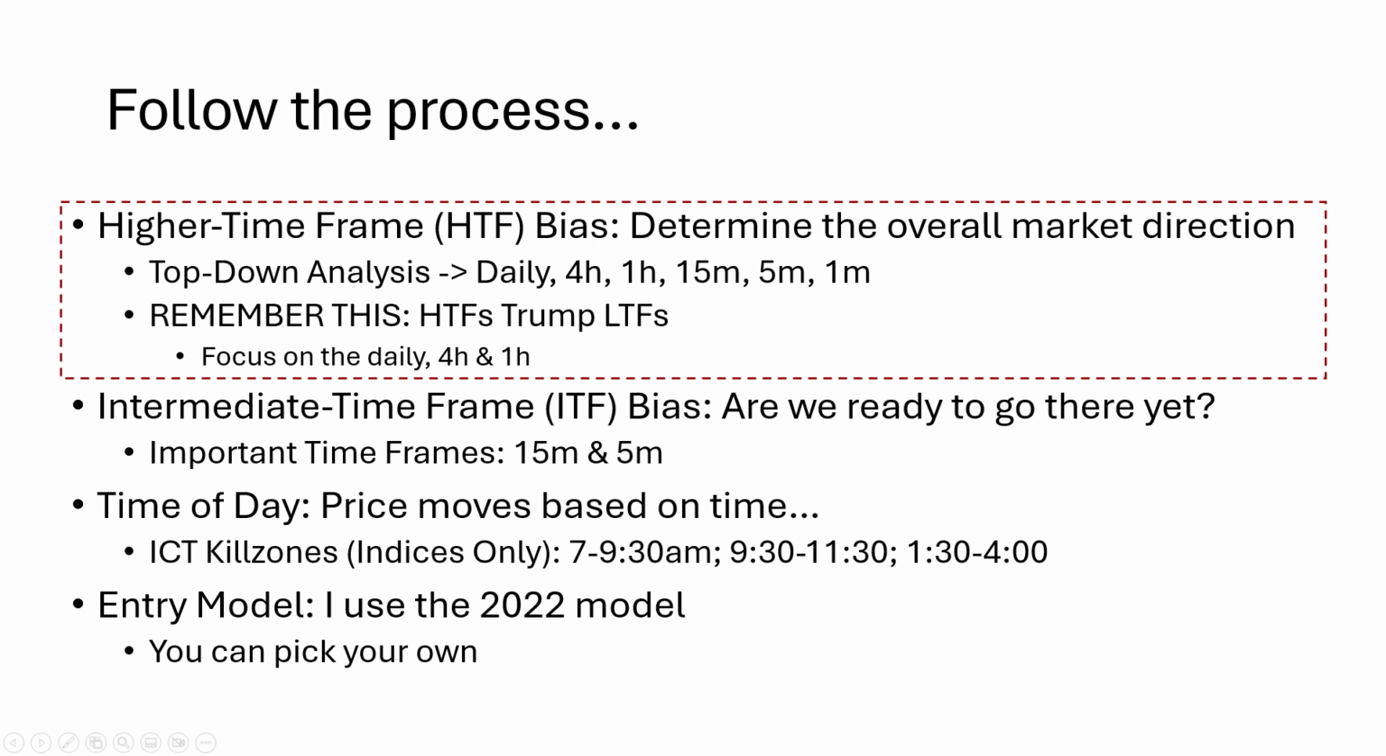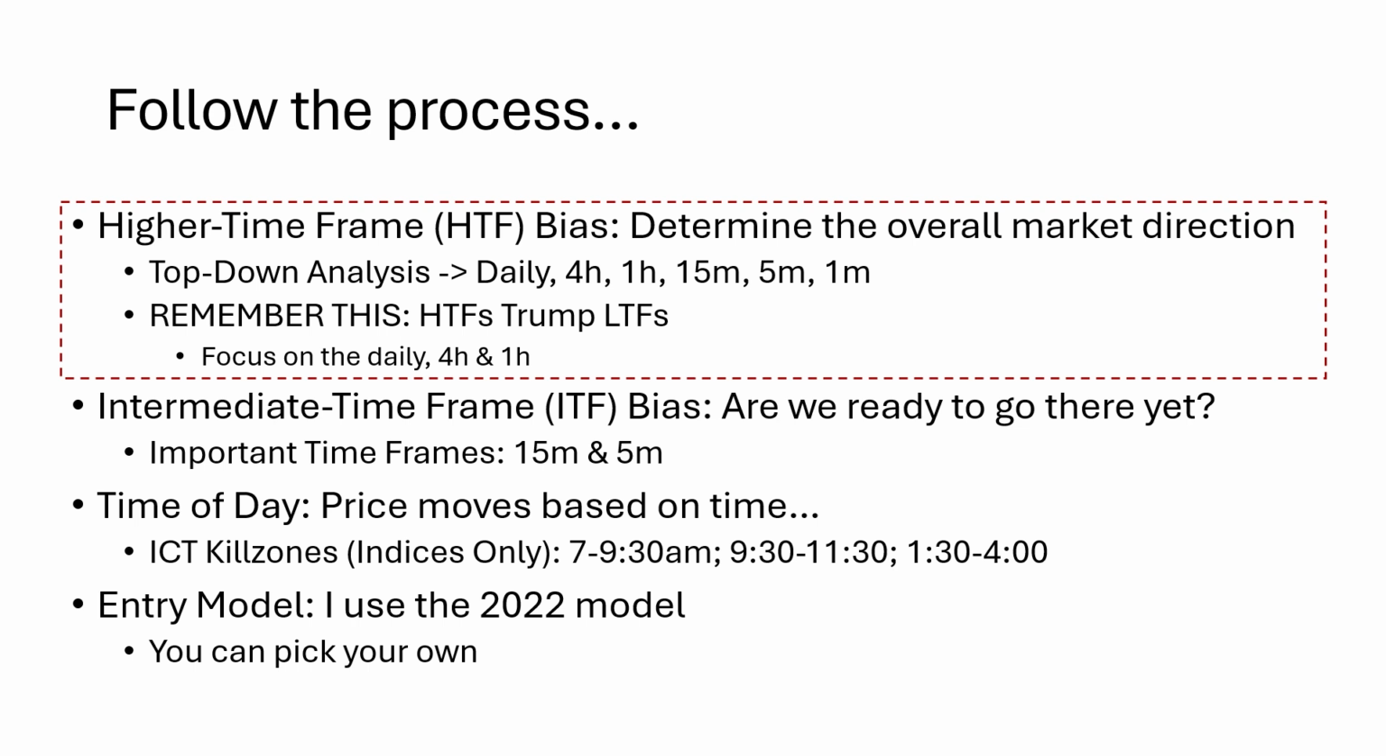Now, in order to do that, you want to do what is called a top-down analysis, which means that you cycle through the daily, the 4 hour, the 1 hour, the 15 minute, the 5 minute, and the 1 minute. You go through all those time frames and you look at what the price action is telling you on the chart as to where price is going. One thing that you need to really keep in mind when doing this is that higher time frames will always trump lower time frames. What do I mean by this?